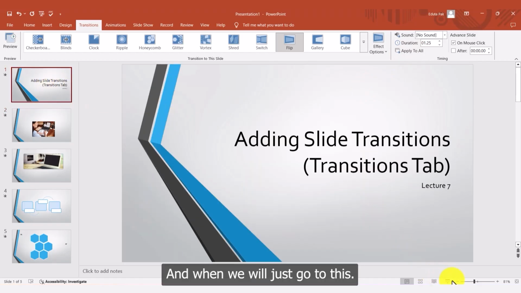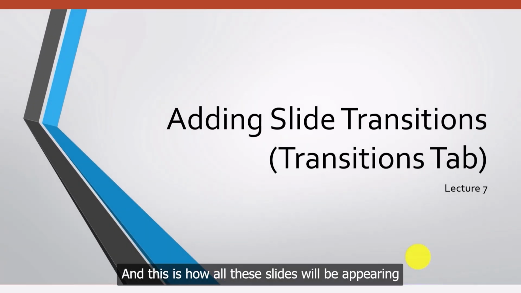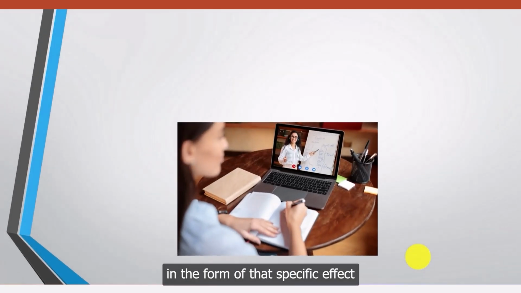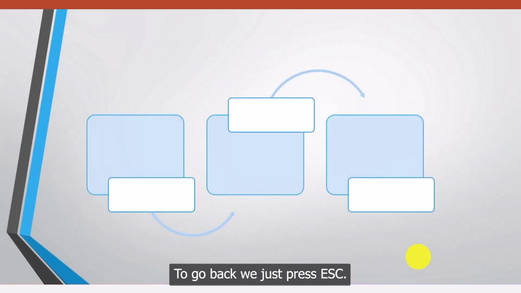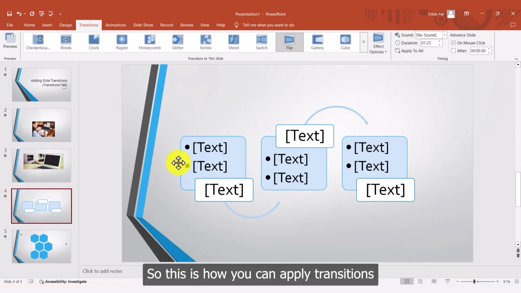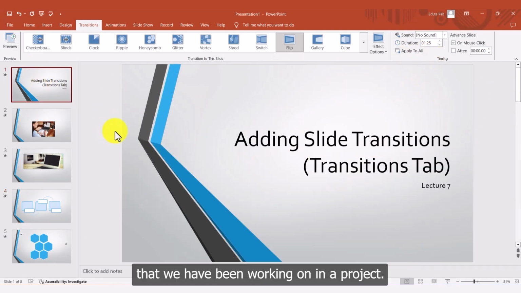All right, and you can just go to the first slide, and when we go to the slideshow, we'll click on that, and this is how all these slides will be appearing in the form of that specific effect that we have applied. To go back, we'll just press ESC. So this is how you can apply transitions to each slide or to all the slides that we have been working on in a project.